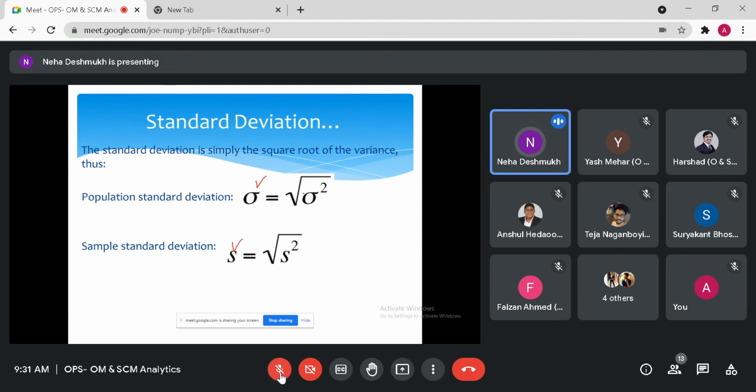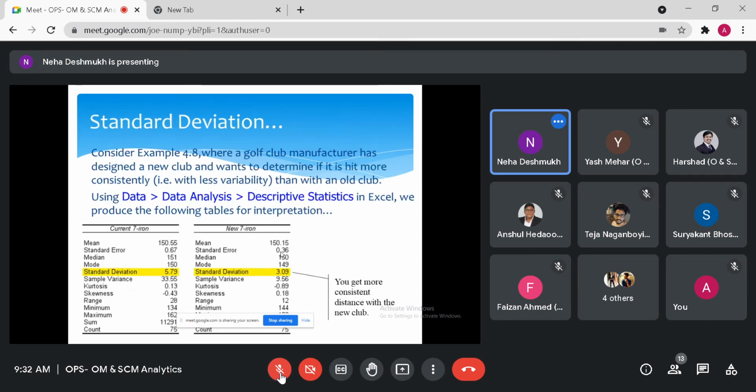Population standard deviation is the square root of sigma square, the square root of the variance of the population, and this is the square root of the variance of the sample, right? Now in Excel, this is the sequence: data, data analysis, descriptive statistics, and this way you can calculate the descriptive statistics values in Excel. Okay, let me show you.